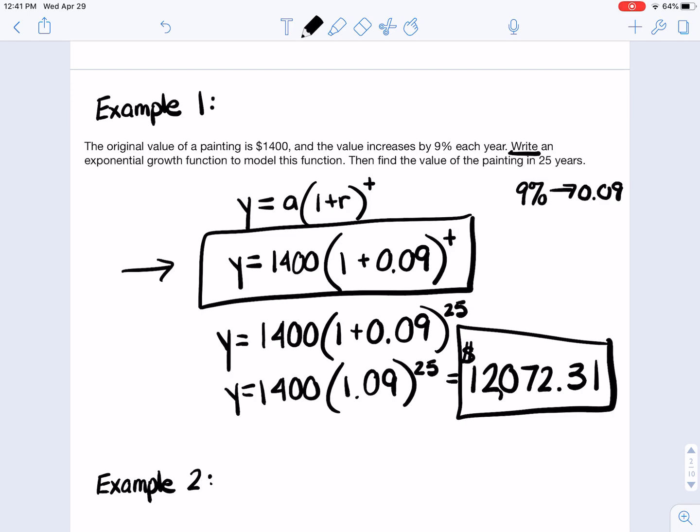So when you're having to write this, make sure you don't plug the number in the first part. You're just writing the basic formula for how you would find out the value of this painting.